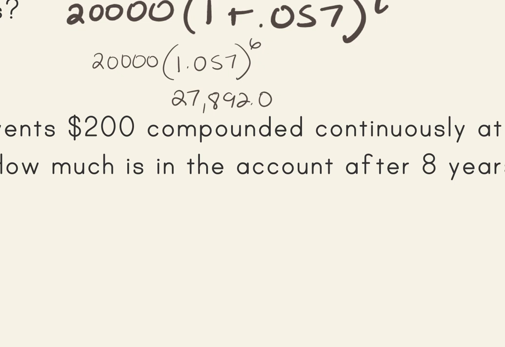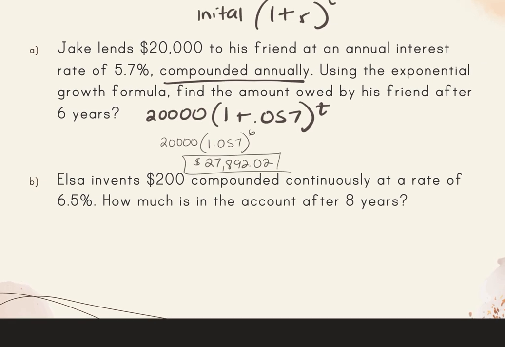$27,892.016, which becomes $27,892.02. Okay, it's dollars. You have to know it's dollars, so we round it. What's the answer again? $27,892.02.